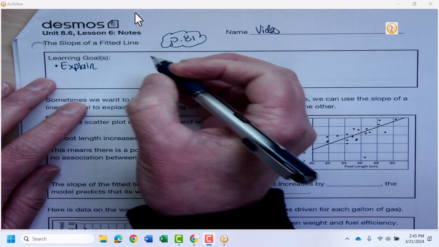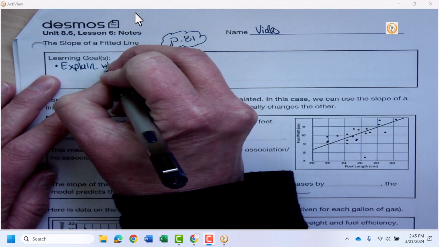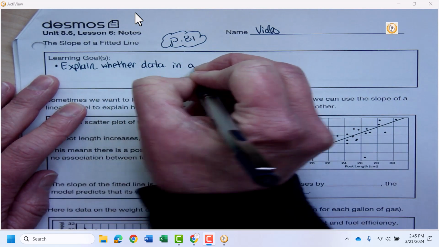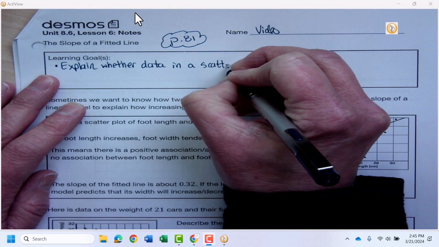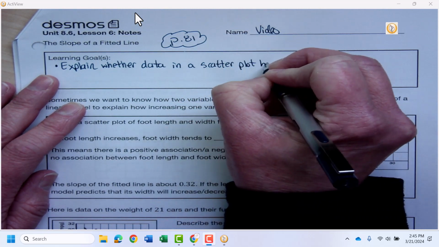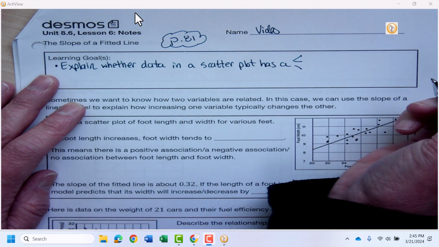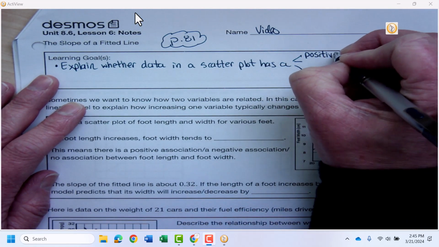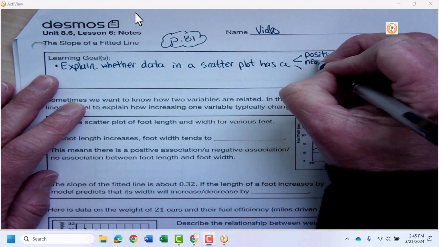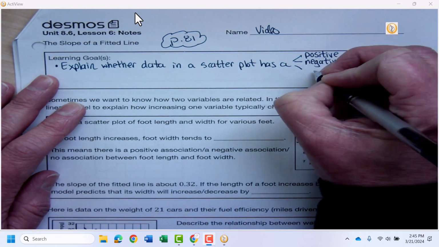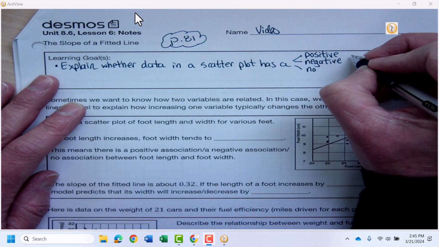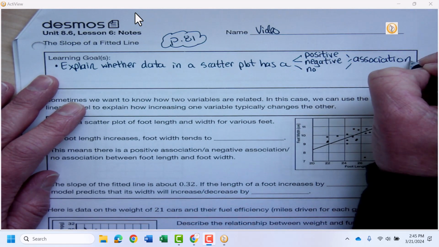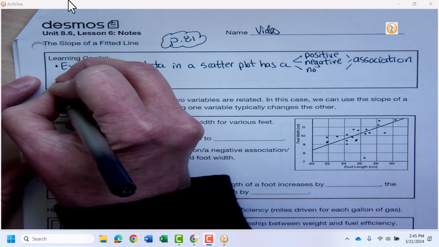First of all, we're going to explain whether data in a scatter plot can be any of 3 things. There can be a positive association shown in the data, a negative association, or it could be that there's no association at all. And that's going to be determined by the direction of that fitted line.